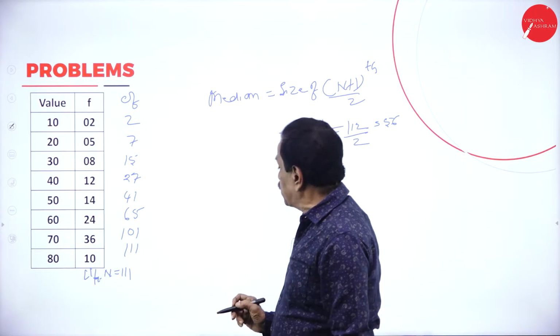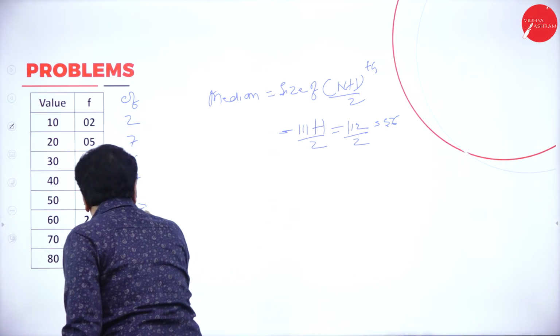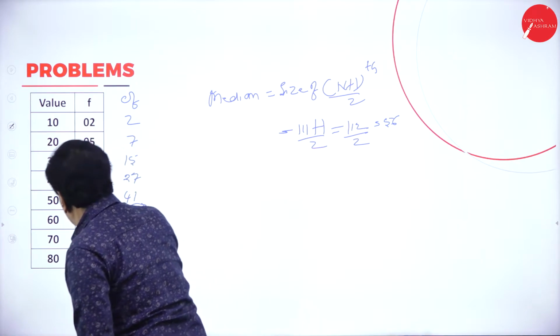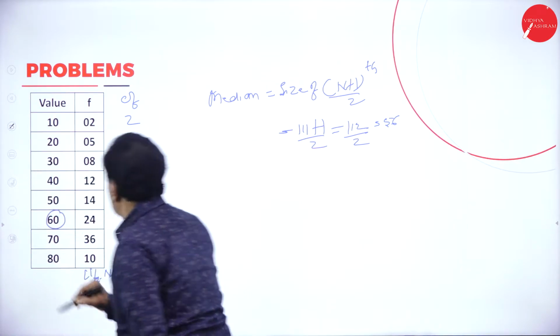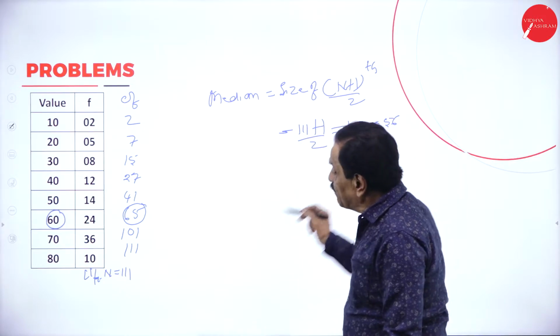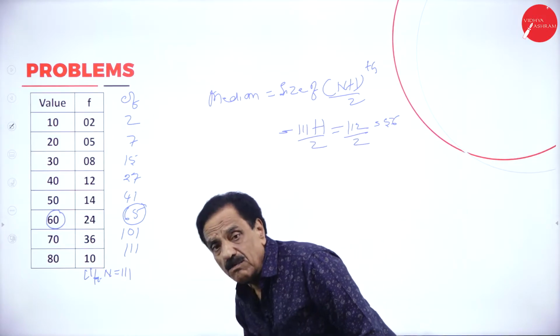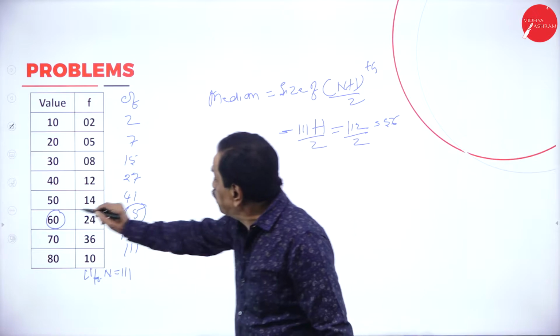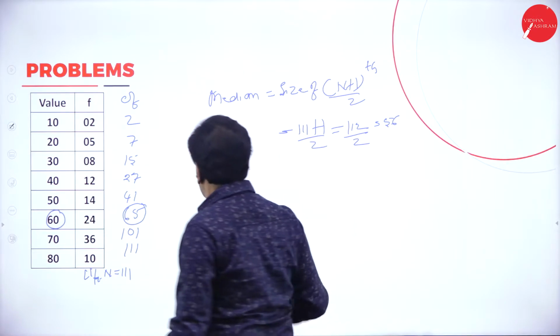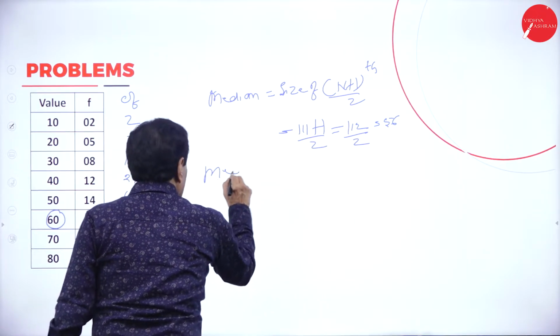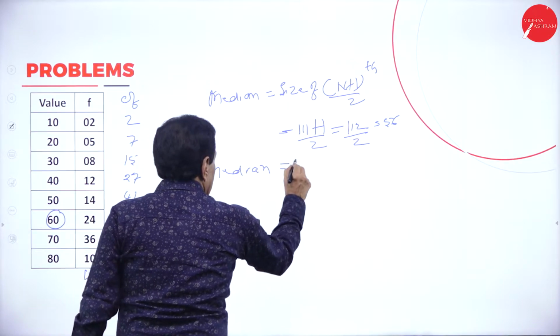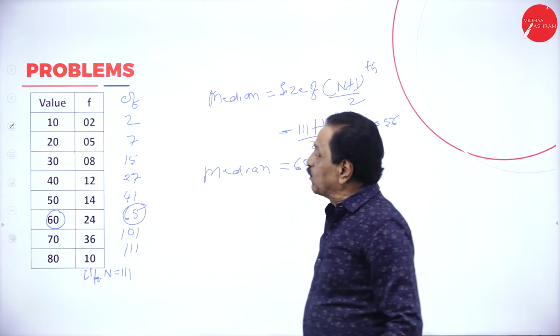Where will the 56 come? It will come under 65. So the considered value is 60. So how to find out where the 56 comes? You have to find it in the cumulative frequency. For that particular value, it is 60. Therefore, median is equal to 60.